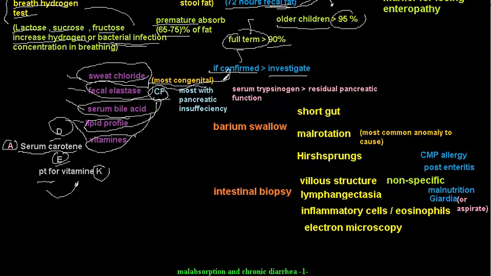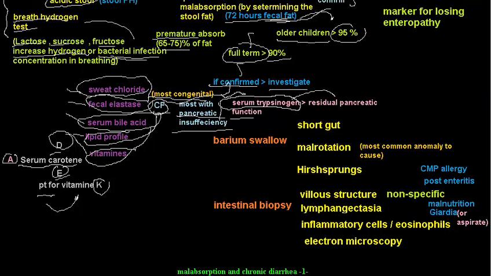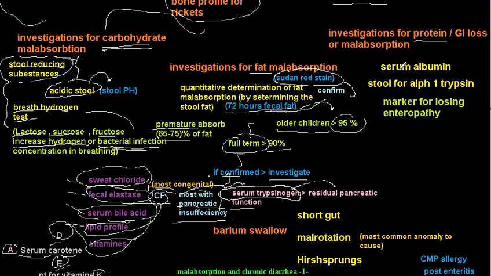Most fat malabsorption is with pancreatic insufficiency. Cystic fibrosis, I told you, is about pancreatic insufficiency. To confirm the presence of pancreatic insufficiency, you can do serum trypsinogen. Serum trypsinogen will indicate the residual of pancreatic function, so you have to do this. So this is all about the specific tests for fat malabsorption.